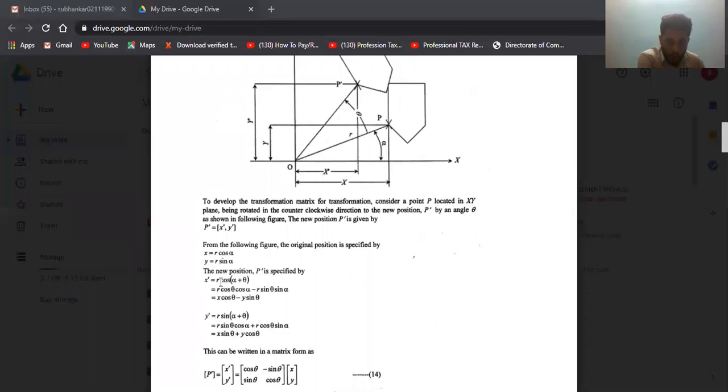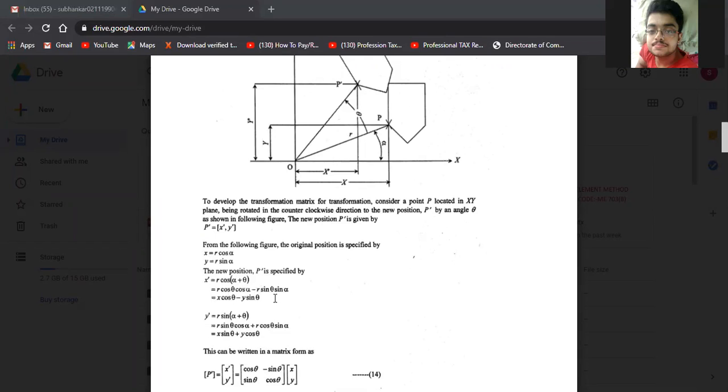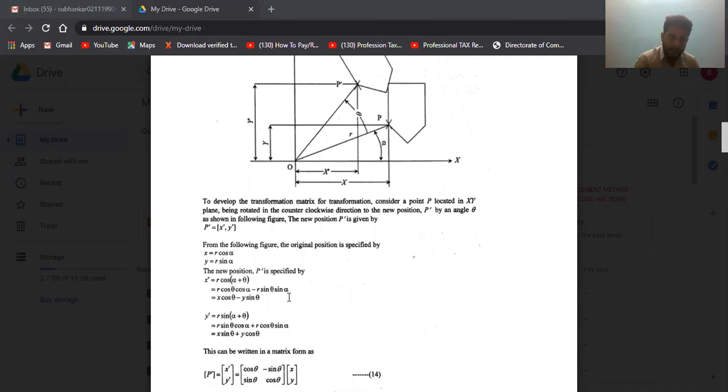Now I know cos of a plus b. Cos of a plus b is what? Cos a cos b minus sin a sin b. Then I can write x dash is equal to r cos theta cos alpha minus, r is common, so you have to multiply r sin theta sin alpha. X dash is equal to r cos theta cos alpha minus r sin theta sin alpha.